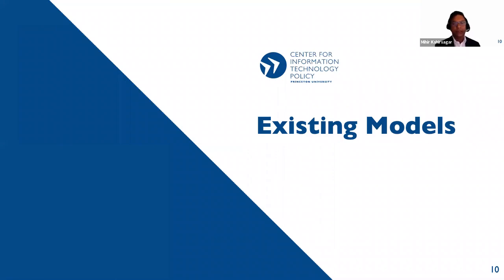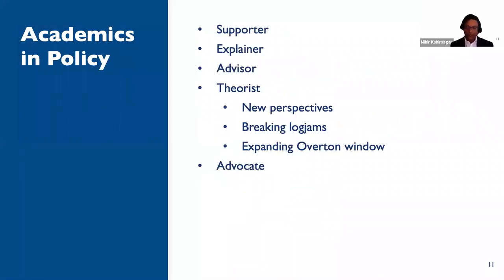And so here are some existing models for academia, and this is sort of a rough taxonomy just to give you a sense for what it is. There's the academics who are supporters of a particular point of view, and you're pulled out to give support to a particular position. You may play the role of an explainer, where you have to explain a complex concept to somebody. You could be an advisor, and then you could be a theorist.